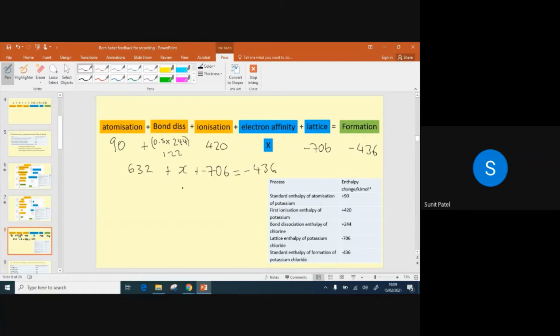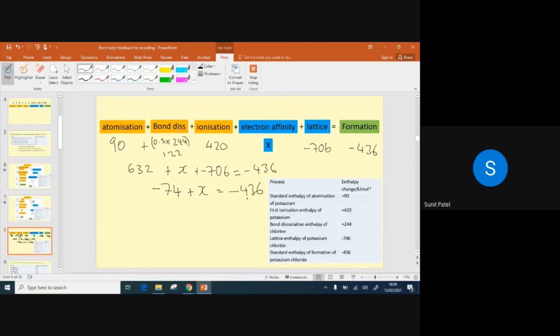So combining the numbers together, 632 added to -706 leaves me with a value of -74 added to X, which is all then still equal to 1436.